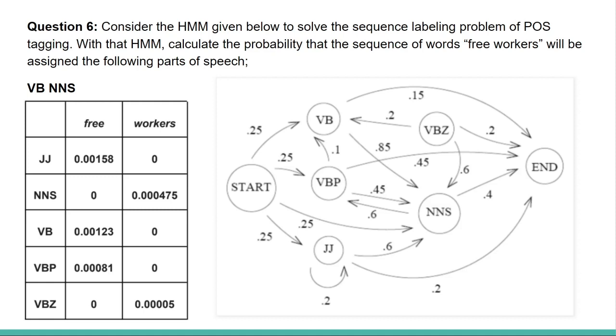One thing to note over here is that the sequence of words "free workers" could have many possible parts of speech. We could even try to enumerate all such cases, but in the question we have only been asked about VB NNS: what is the probability that the sequence of words "free workers" will be assigned the parts of speech VB NNS?